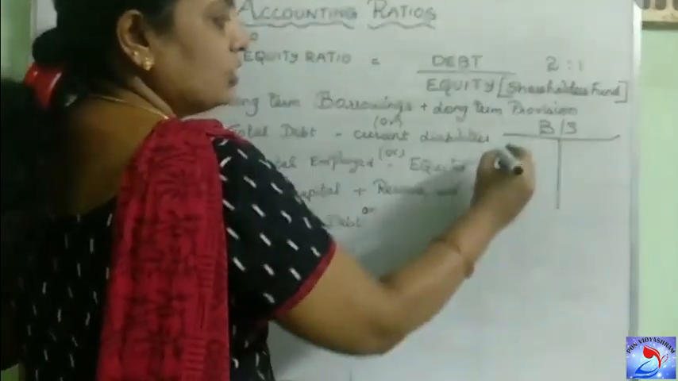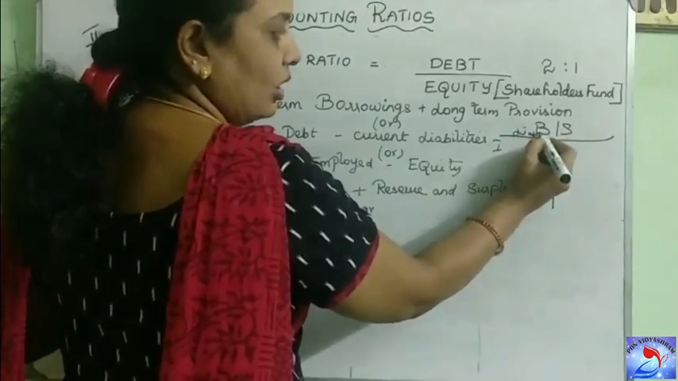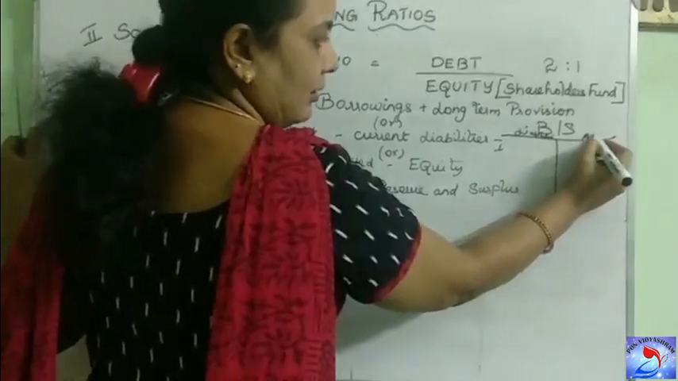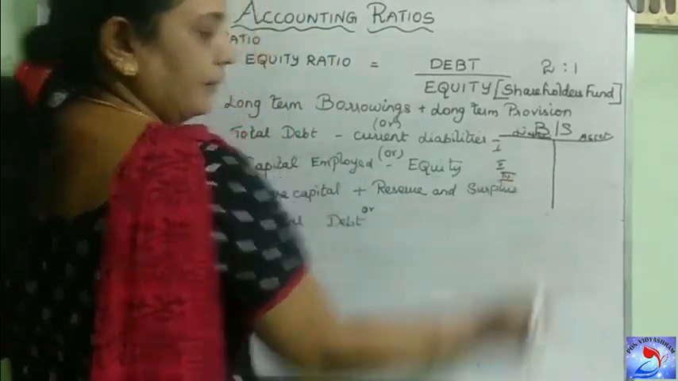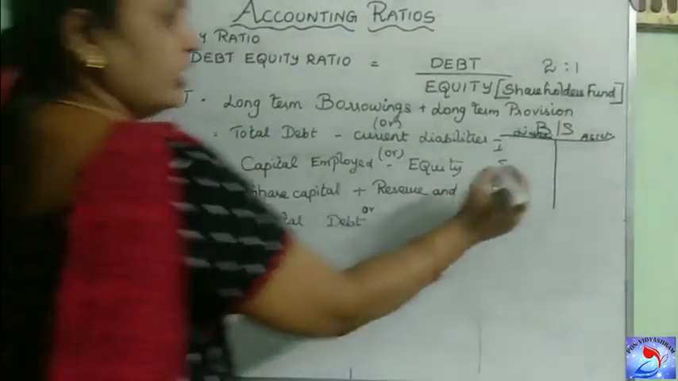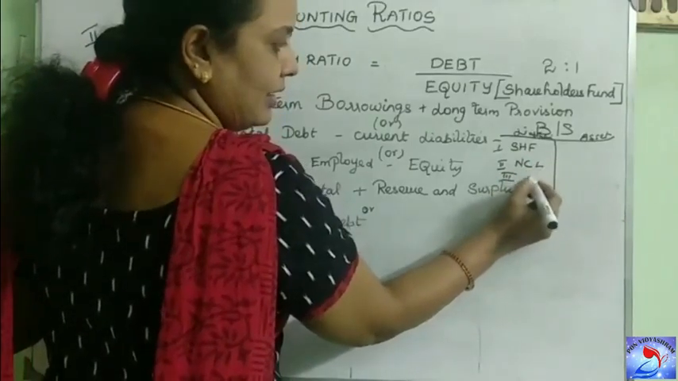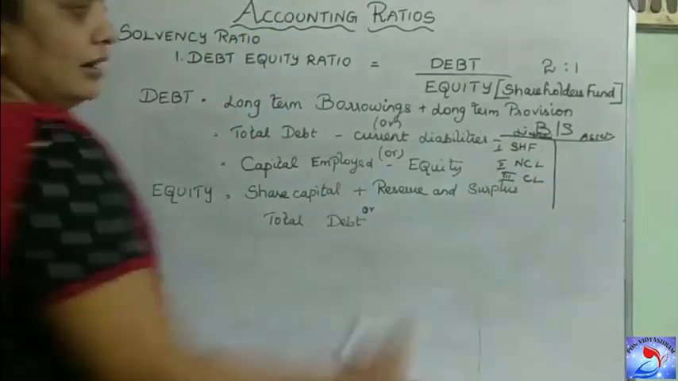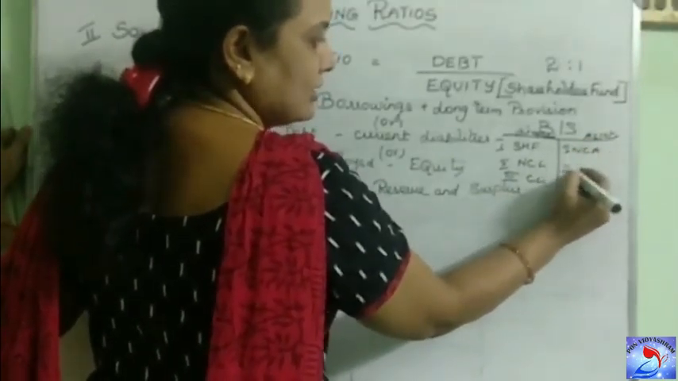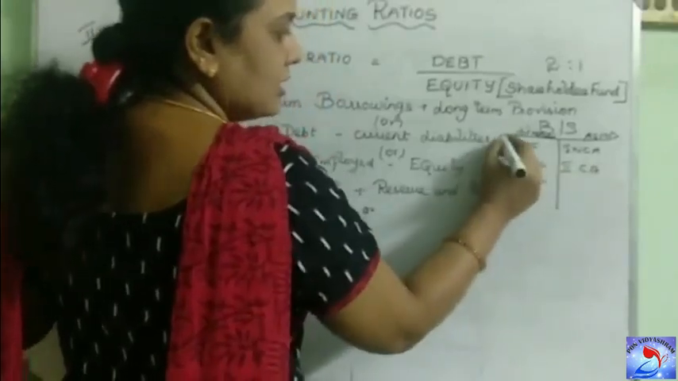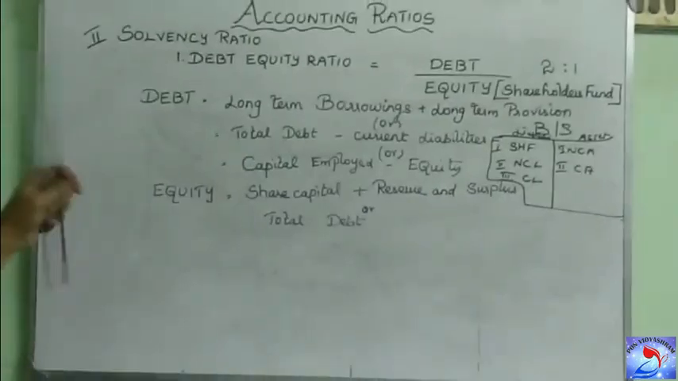What is a balance sheet? This is your liability side, and this is your asset side. What are the 3 major headings here? You have the shareholders fund, non-current liability, and current liability. On the asset side, what are the 2 major headings? Non-current asset and current asset. For any reason, please don't forget the balance sheet main headings and subheadings.